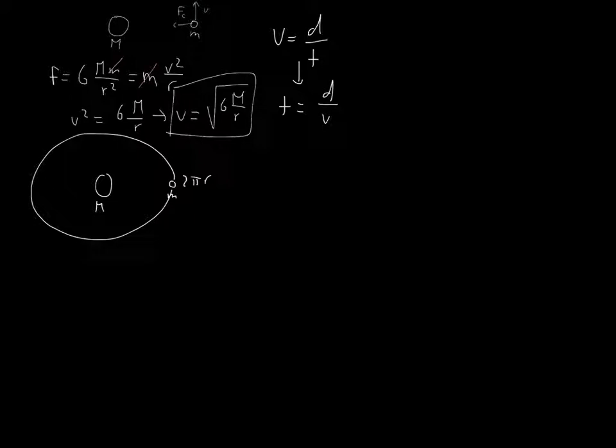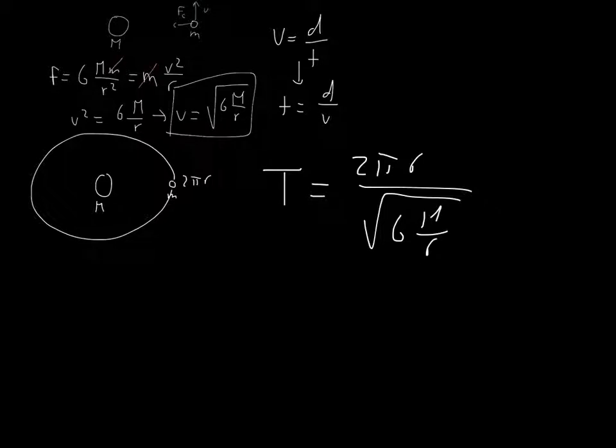Okay, so we have that the period, because that's what we're looking for, has to be equal to the distance, which is 2 pi r, over the speed, which is square root of GM over r. And now I'm going to square the whole thing, simply because I don't like having square roots in here. Nobody likes square roots. So T squared equals 4 pi squared r squared over GM.